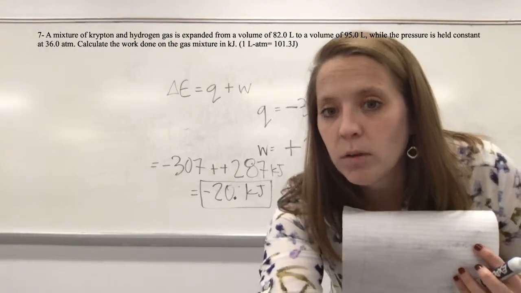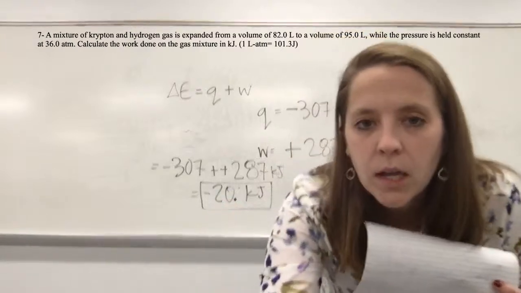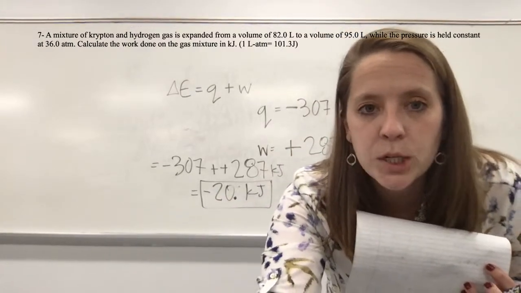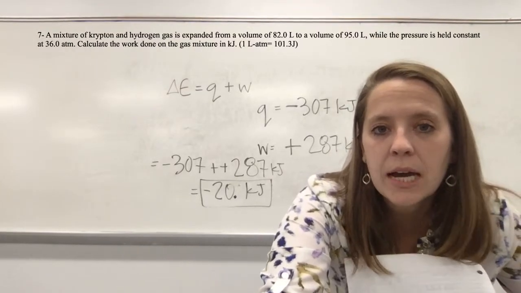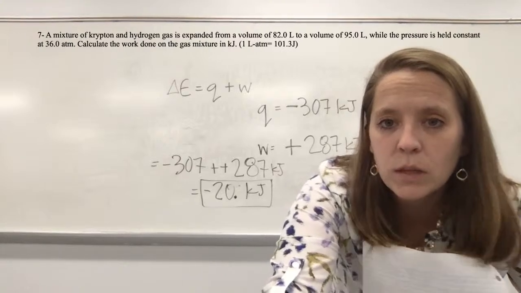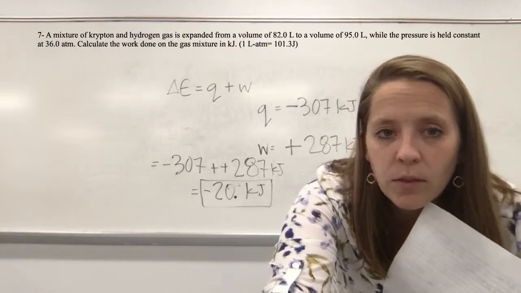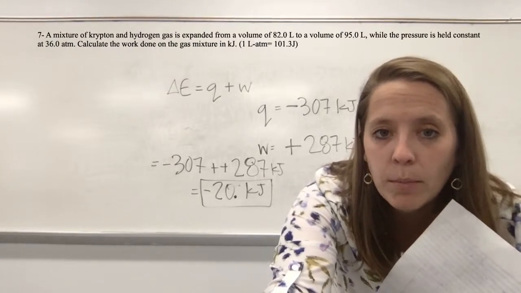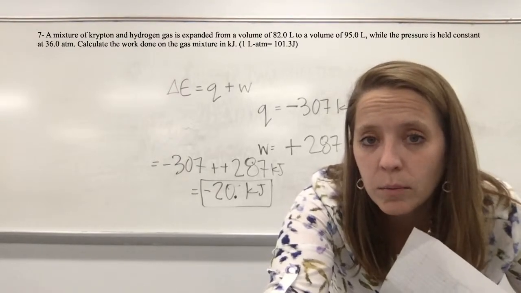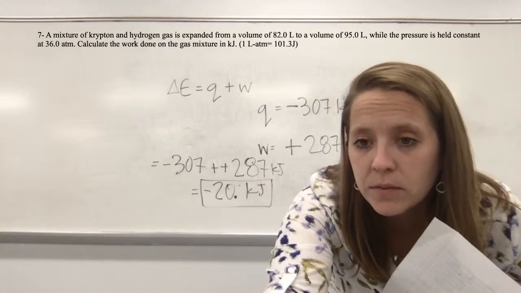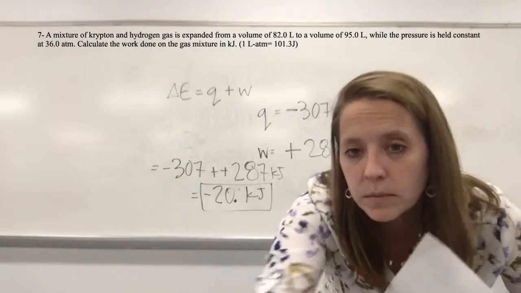So we're going to do another question kind of like number 5. We will do another one like number 6 on number 9. So trying to make sure we see all of our options here. So in this case, a mixture of krypton and hydrogen gas is expanded from a volume of 82 liters to a volume of 95 liters, while the pressure is held constant at 36 atmospheres. How much work is done on the gas? Okay. And it would like it in kilojoules. 1 liter atmosphere equals 101.3 joules.